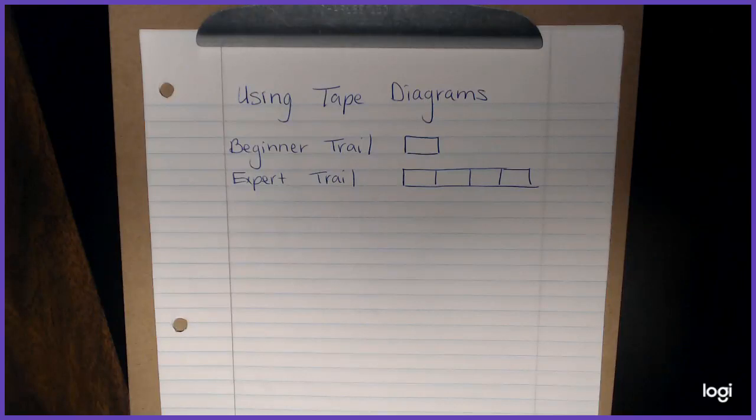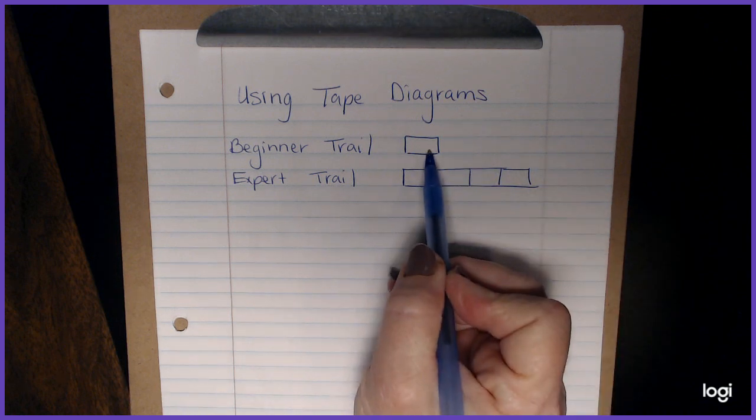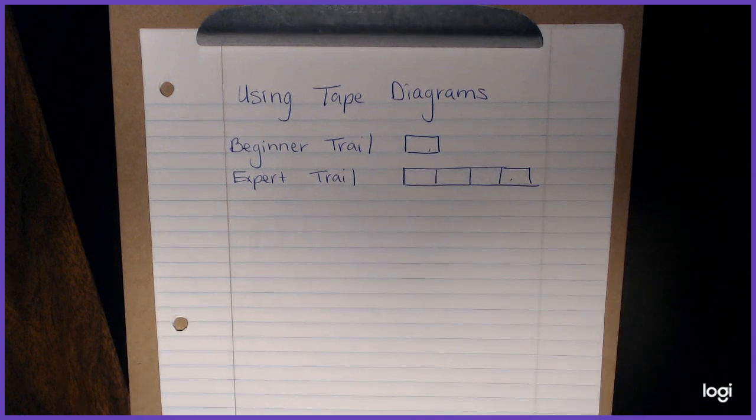So today we are going to do something called using tape diagrams to represent our ratios. If you remember, a ratio is two quantities, two numbers. If you look on my screen, I have a box that represents the beginner trail and some boxes, actually, that represent the expert trail. So for example, I see there's one box here and there are 4 boxes here.